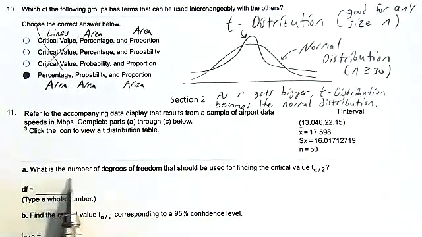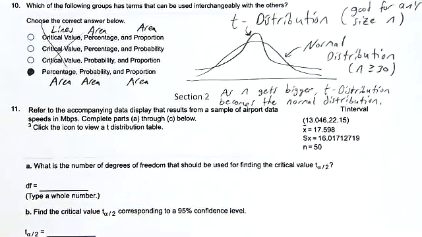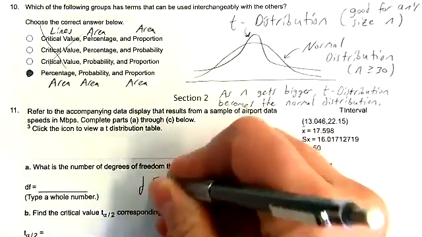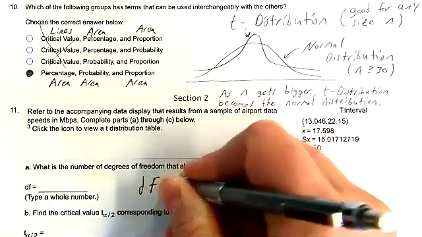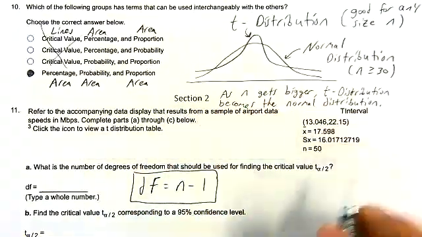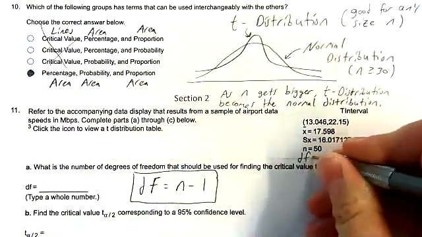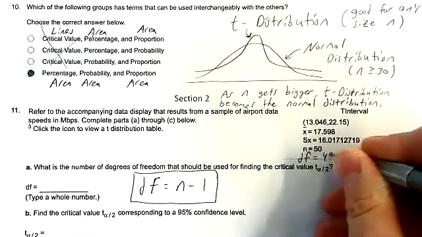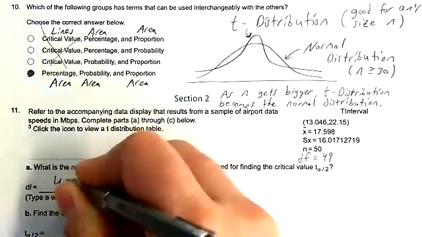So the first thing it says is, what is the degrees of freedom? The degrees of freedom will be the easiest calculation you ever do in this class. Degrees of freedom is equal to n minus 1. So I take this n value of 50, and I subtract 1, and I say my degrees of freedom are 49.